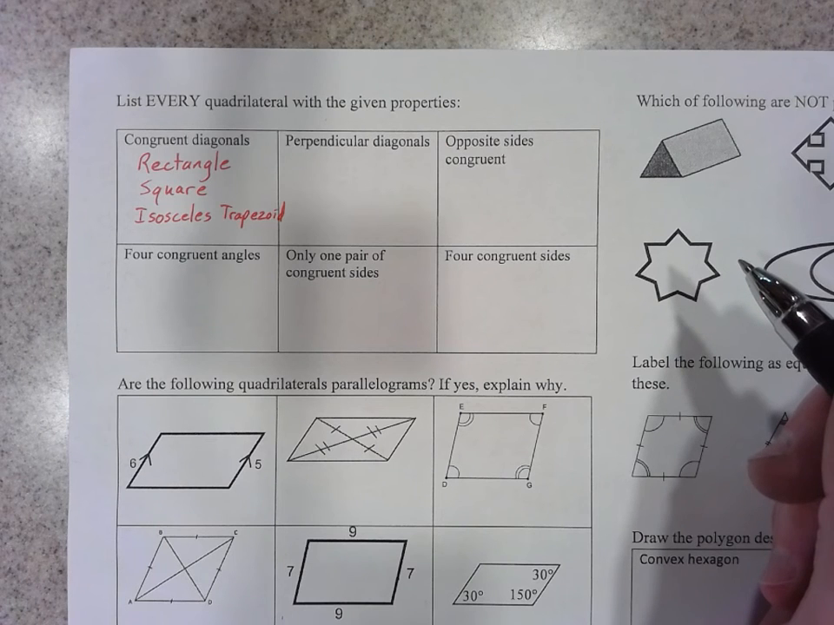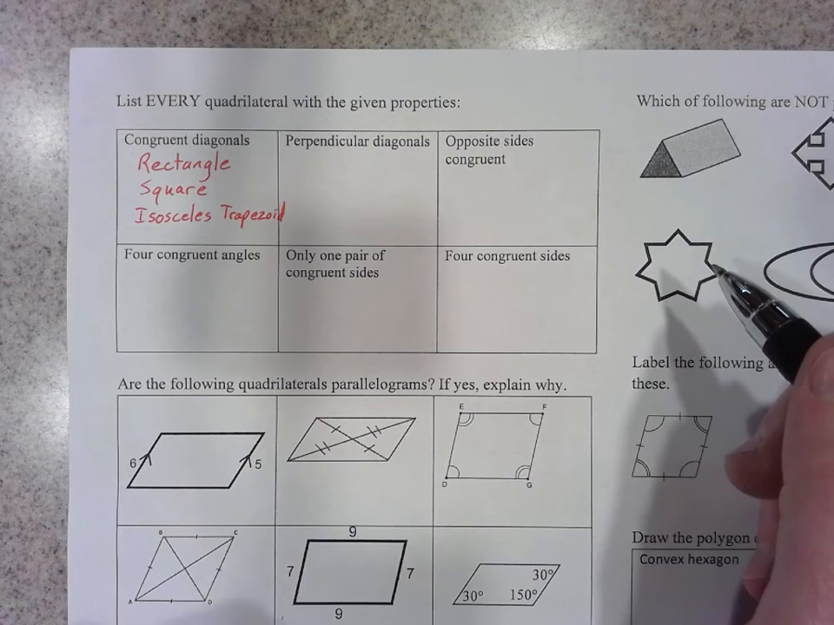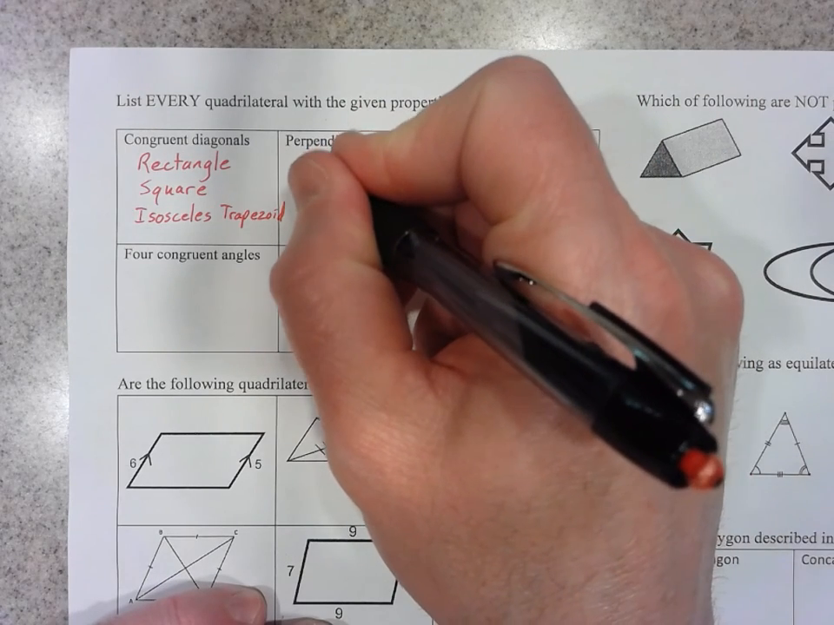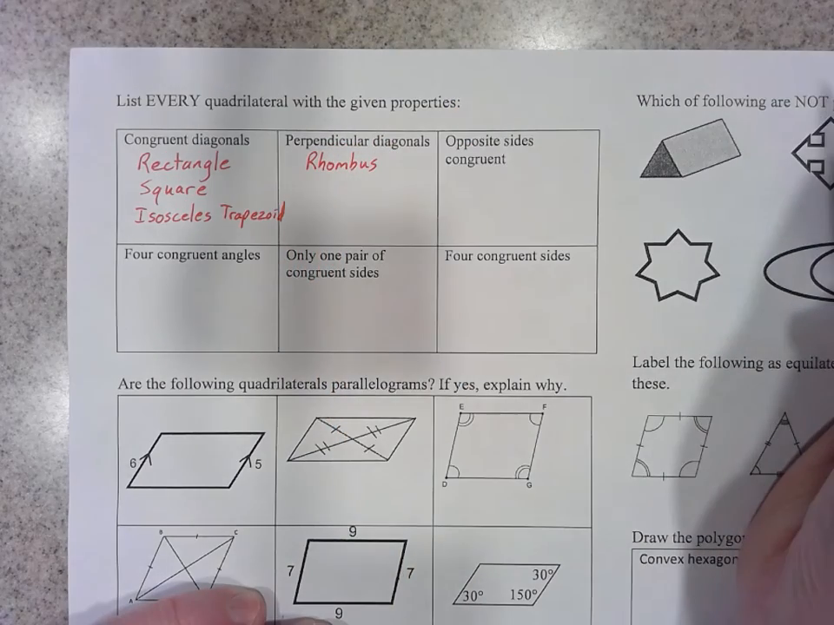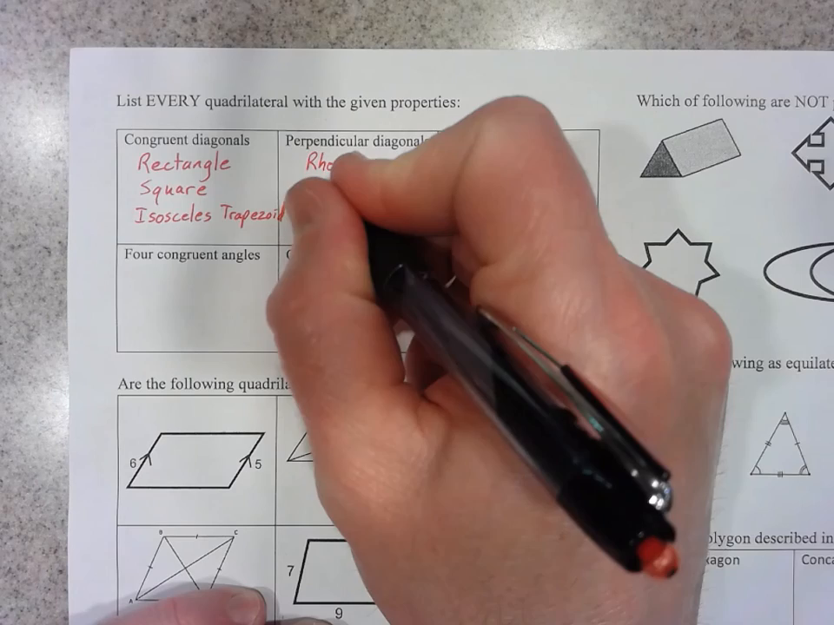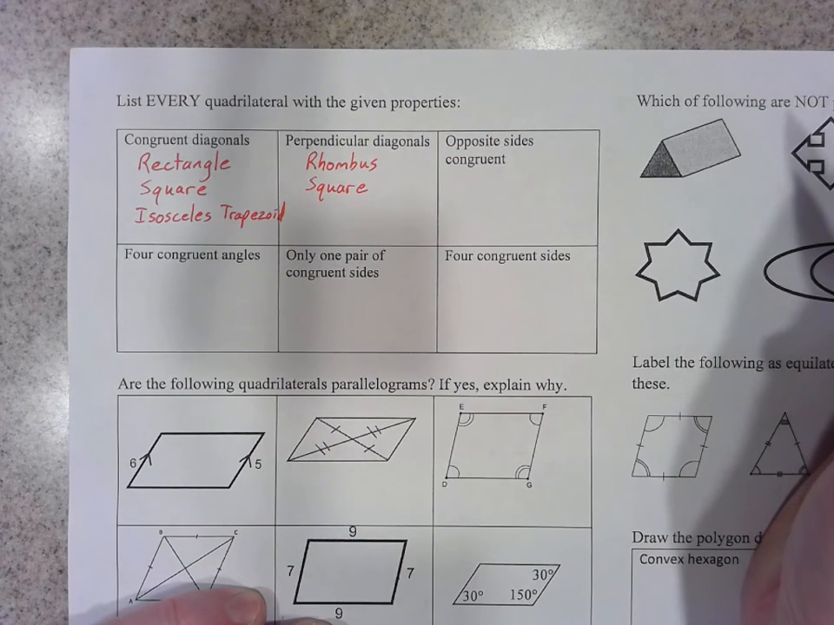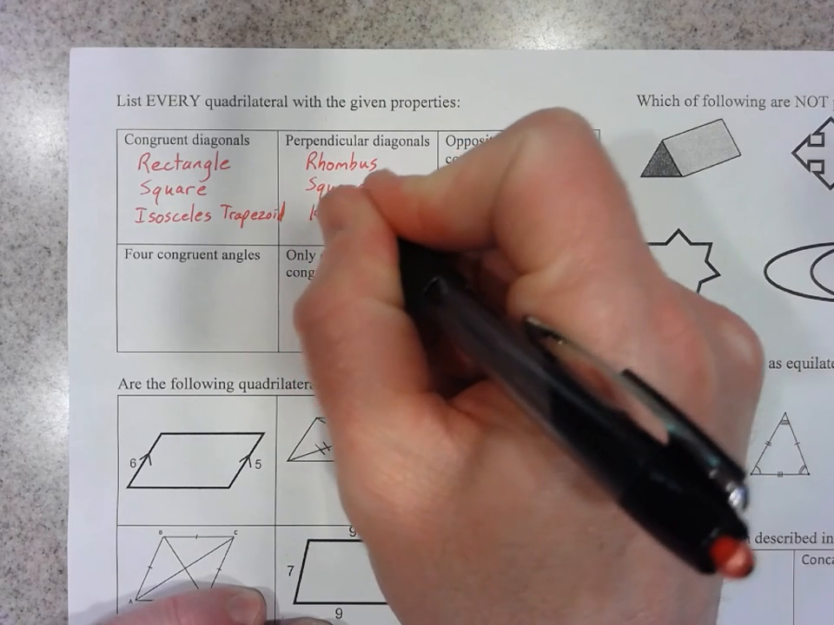Next one, perpendicular diagonals. So if it's a parallelogram and the diagonals are perpendicular, that makes it a rhombus. And if it's true for a rhombus, it is always true for a square as well. But outside of the parallelogram family, perpendicular diagonals also occur in a kite.